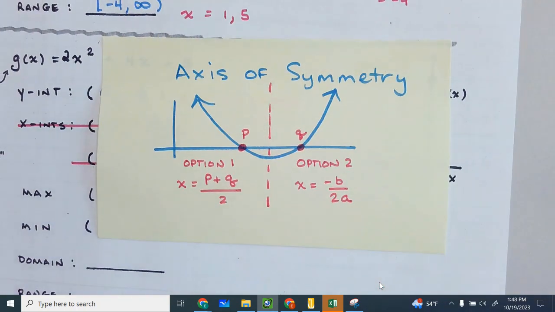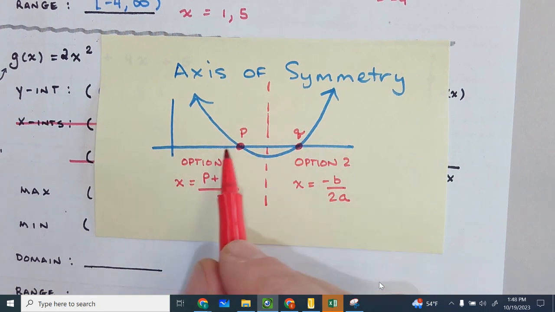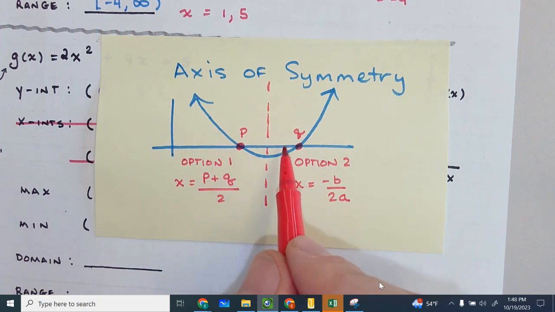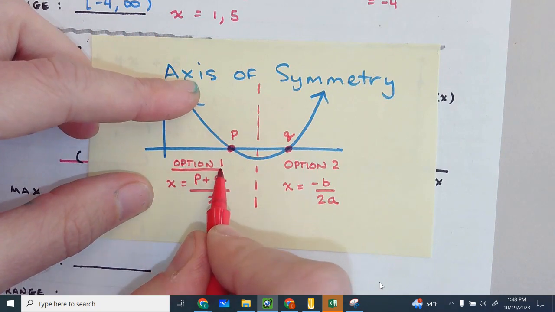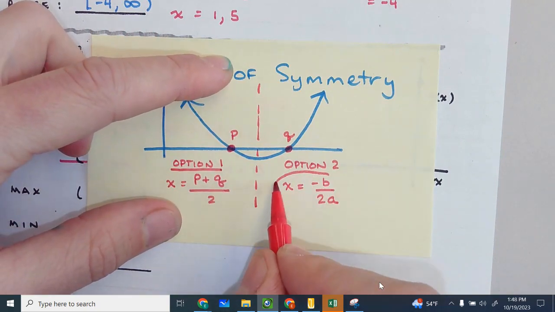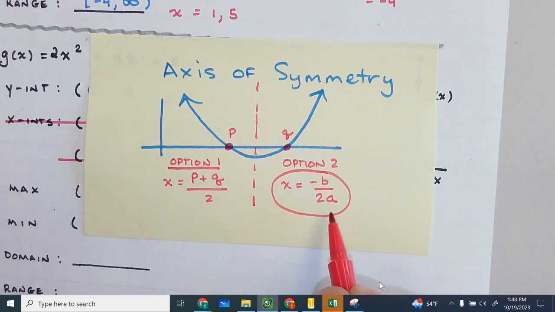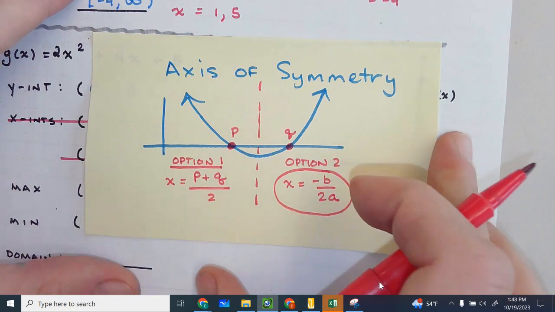Negative b over 2a to the rescue. All right, so on problem number 1, we used option 1, which is just we found the average of these two x-intercepts. But we don't have to do it that way. We could also find the axis of symmetry because it is always equal to the negative of the b value divided by 2 times the a value. So that's what we're going to do right here.